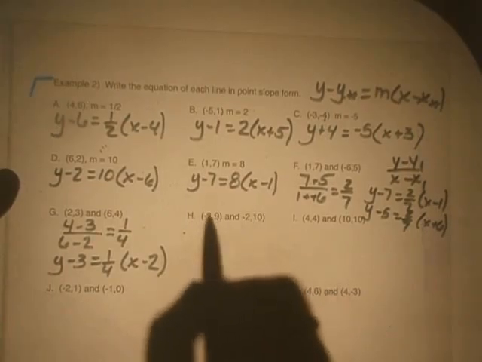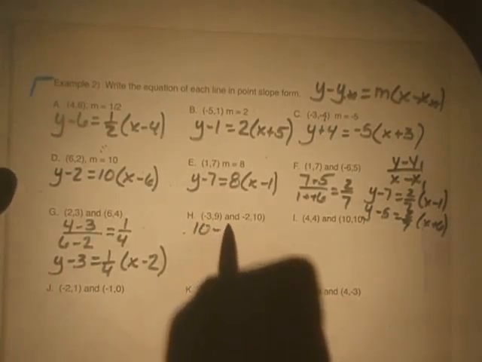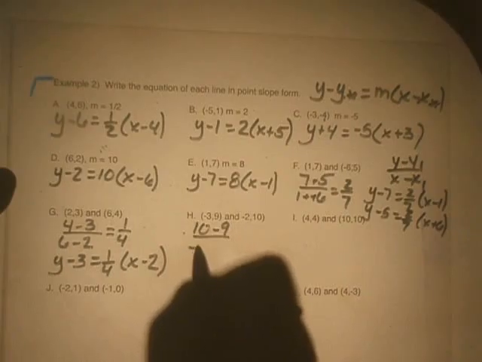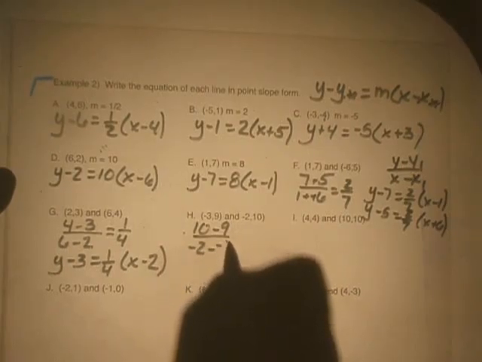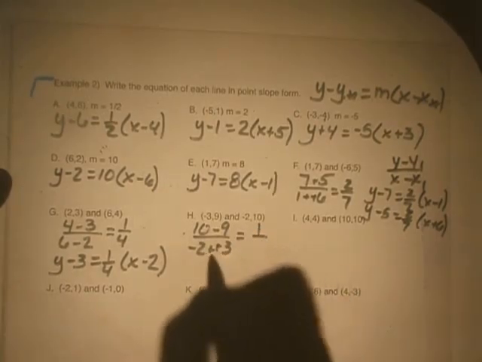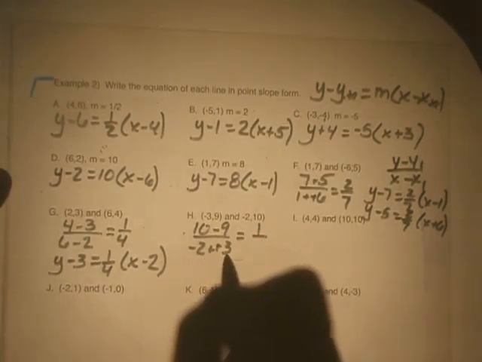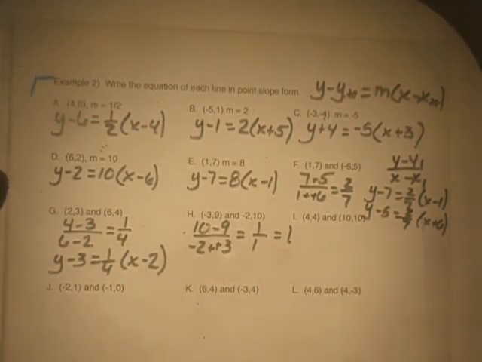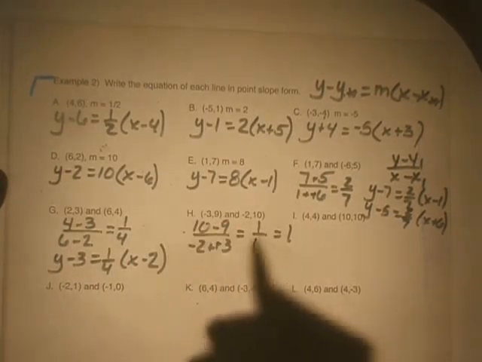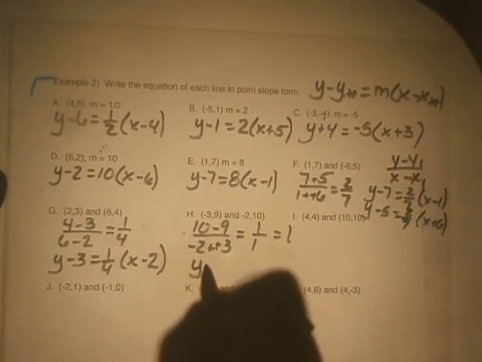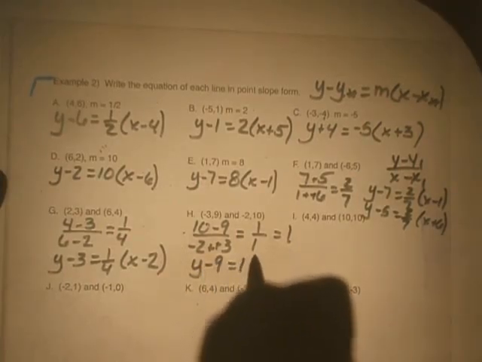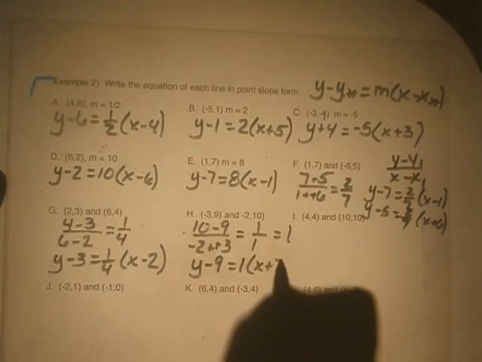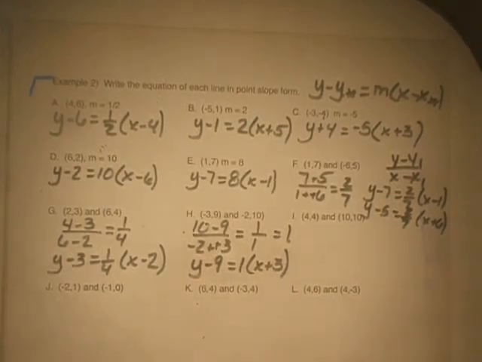Example H, first of all we find our slope, 10 minus 9, negative 2, subtract a negative 3. That becomes 1. Negative 2 plus 3 is a 1. So our slope in this case is 1. We can pick either point. I'm going to pick the first one. Y minus 9 equals 1 times x plus 3.